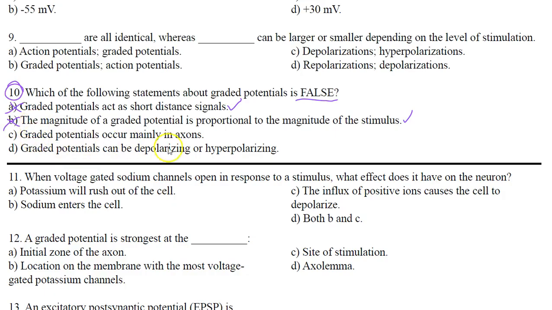Graded potentials occur mainly in the axon. We know that's false. Graded potentials are going to specifically be in the dendrites and cell body. So let's keep that in mind as well. Because this is false, we can automatically say that letter C is the correct answer. But we also need to read letter D just to verify our work. Graded potentials can be depolarizing or hyperpolarizing. That's also true. We know that it can make the membrane more positive or more negative.